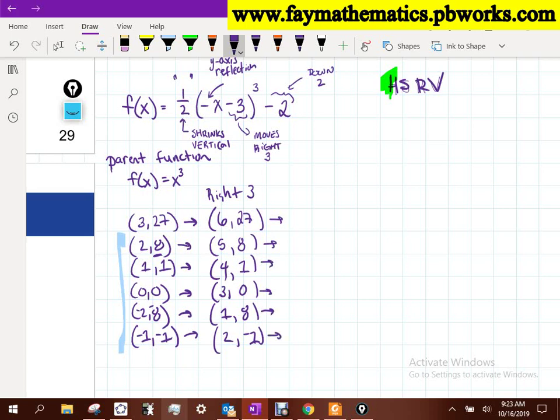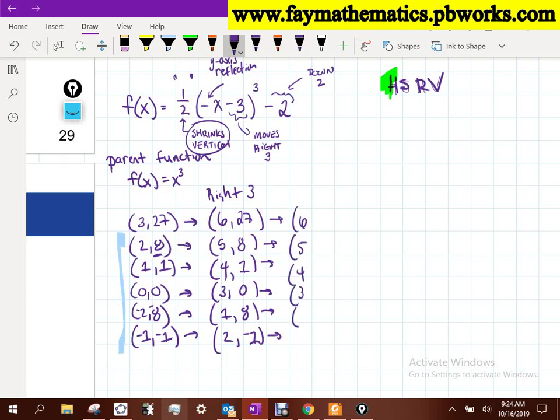So it's the 1/2. It's a vertical shrink. So a vertical shrink attacks what coordinate? The X's or the Y's? The Y's. If I'm going to shrink or stretch a graph, it's the Y values that are having that operation done to them. So I'm going to multiply all of these Y values by 1/2. So the X's do not change.